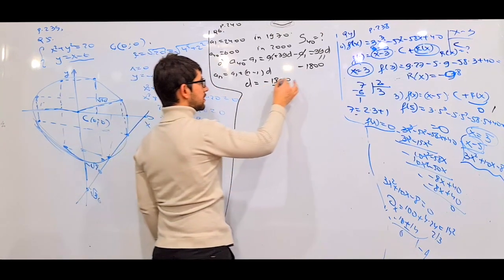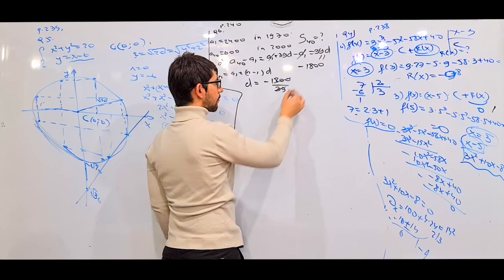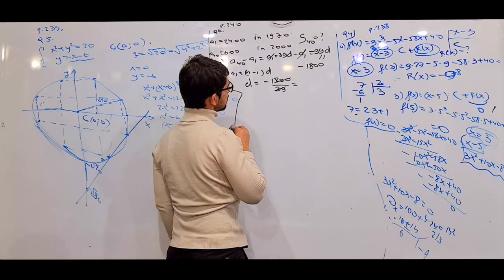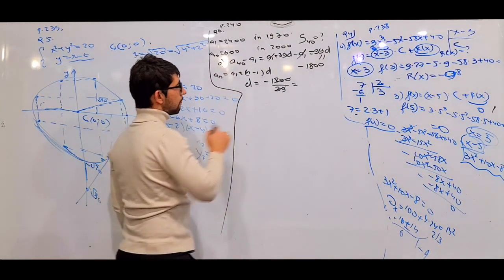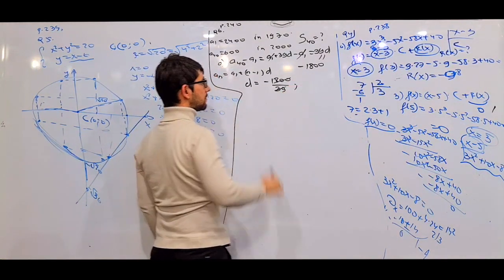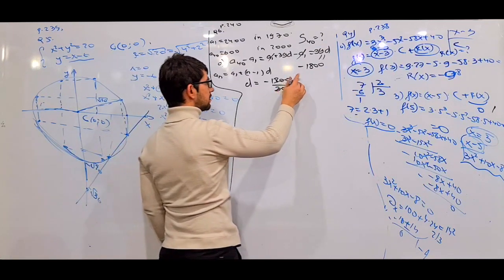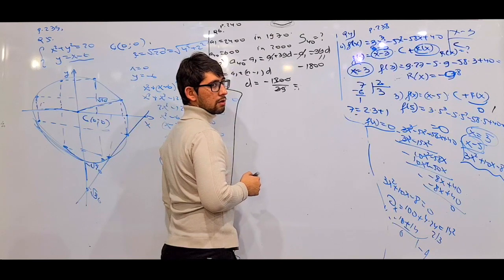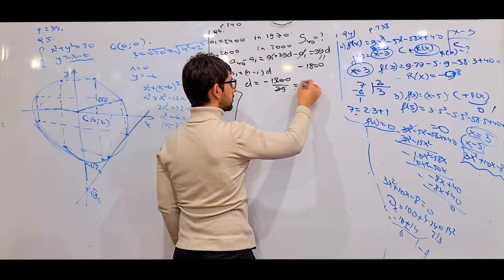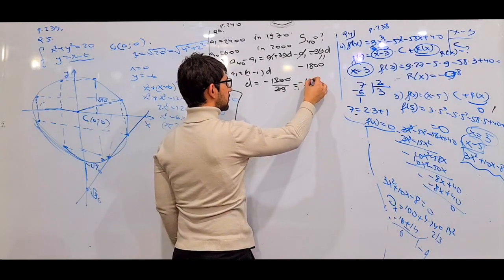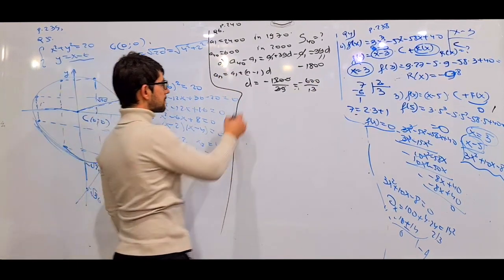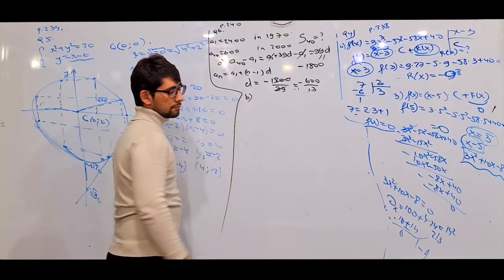There's no cancellation actually. We will leave it as it is. We can cancel by 3, but then you have 13 here. Again, it will be a fraction. Okay, negative.